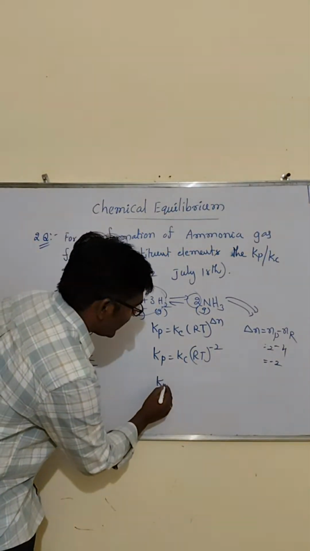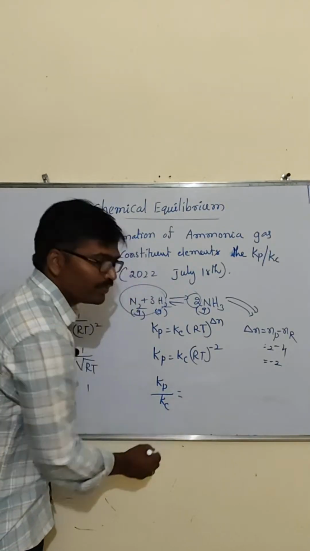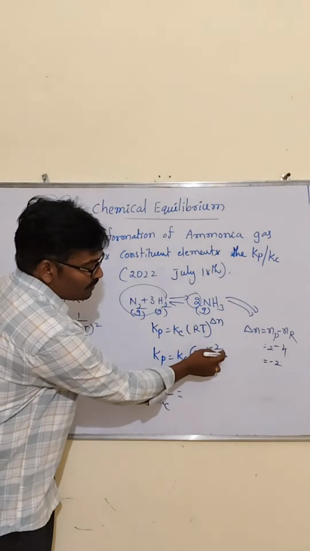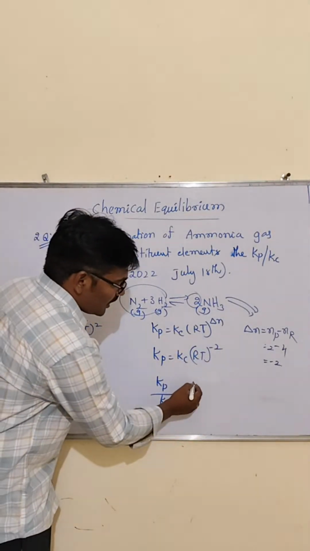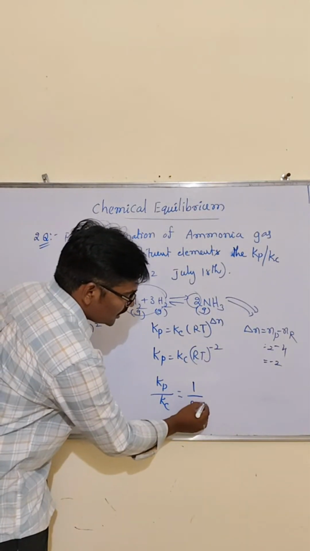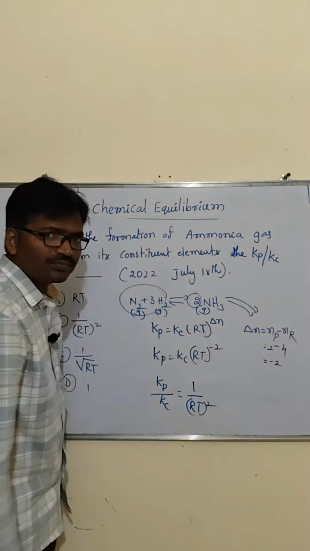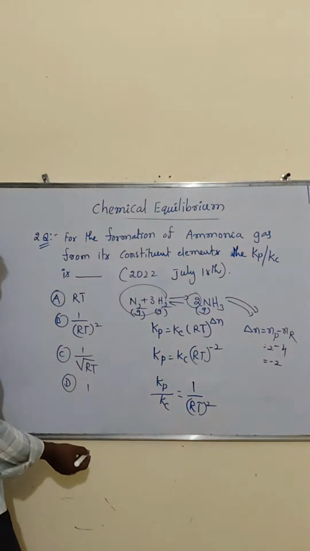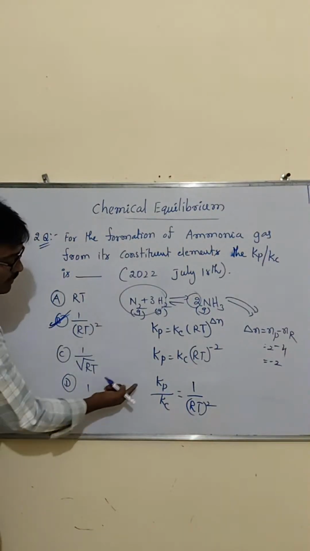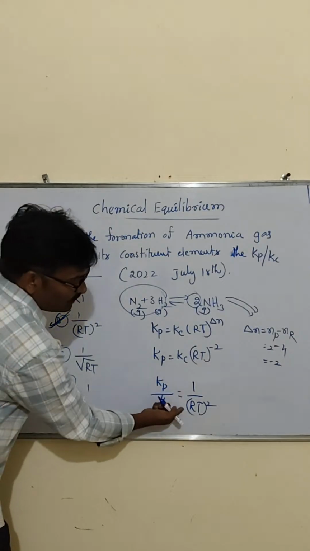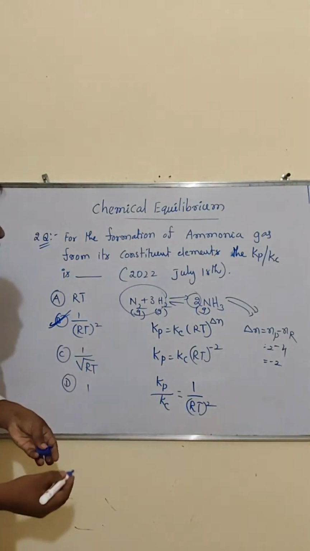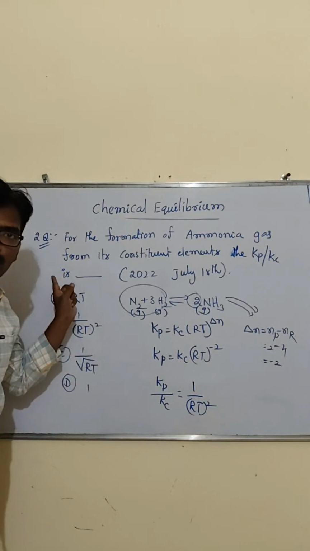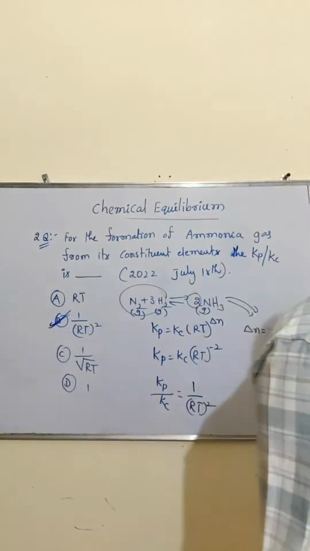Then Kp divided by Kc equals RT power minus 2, so we can write 1 divided by RT whole to the power 2. Clear, all of you? This is the answer, so we take it as B. Kp divided by Kc equals 1 divided by RT whole to the power 2. Note this equation. We'll discuss one more.